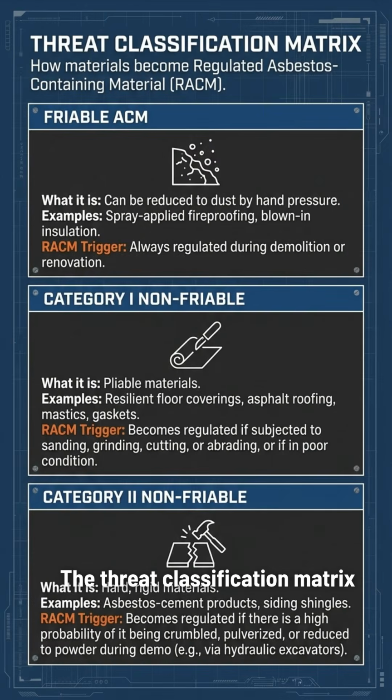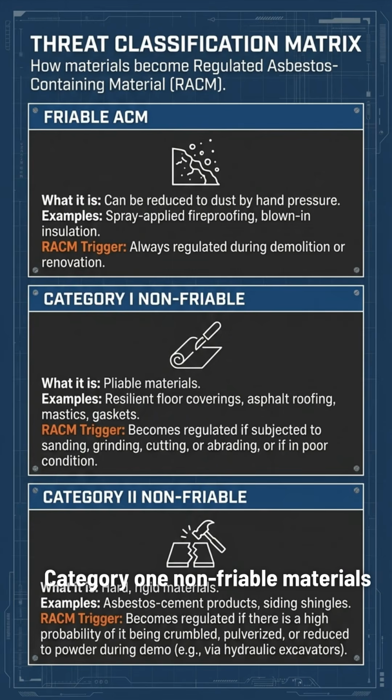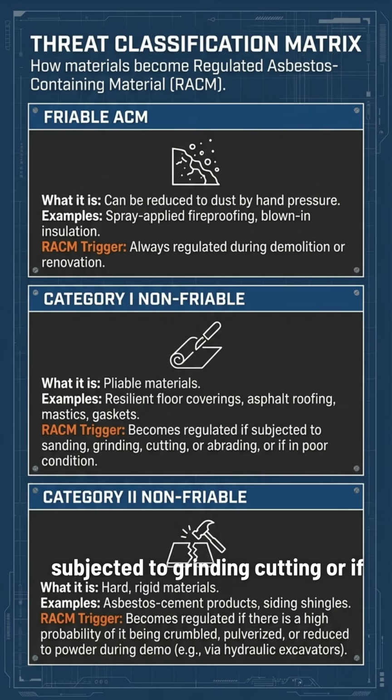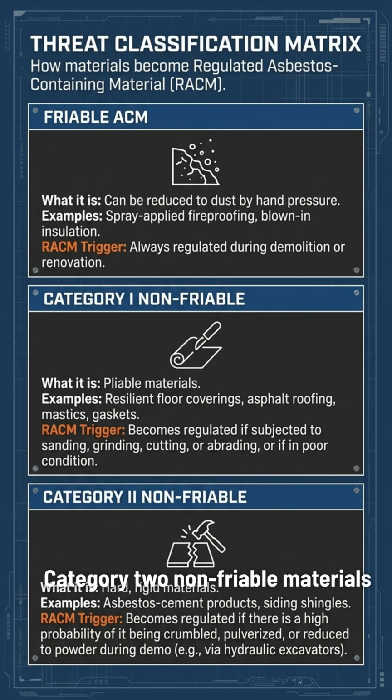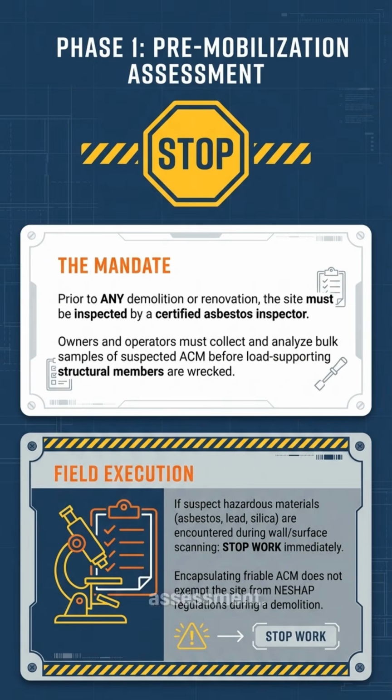The threat classification matrix details how materials become regulated asbestos-containing material. Friable ACM can be reduced to dust by hand pressure and is always regulated during demolition or renovation. Category 1 non-friable materials are pliable, becoming regulated if subjected to grinding, cutting, or if in poor condition. Category 2 non-friable materials are hard and rigid and become regulated if there's a high probability of them being crumbled or pulverized. Phase 1 is the pre-mobilization assessment.